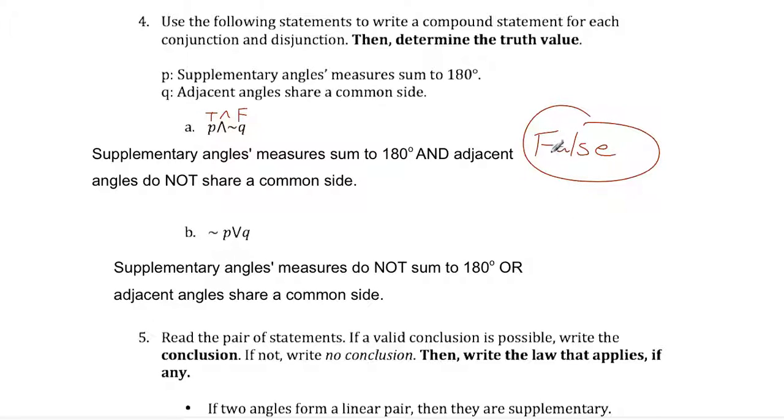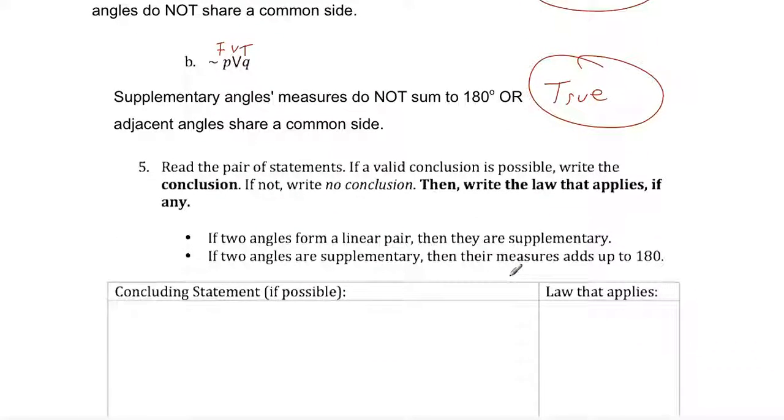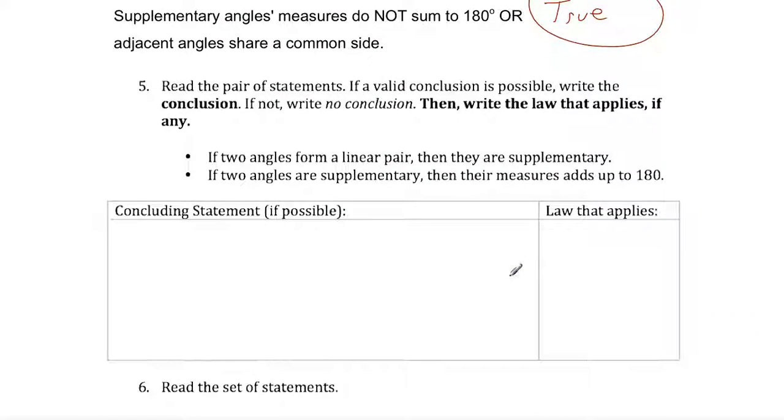Some people are still writing invalid and valid. Whenever we have a truth value, it's going to be true or false. So know the difference. We have supplementary angles measures do not sum to 180. That is false. And we have an or statement. Adjacent angles share a common side. That's true. So if we have false or true, that is, of course, going to be true.